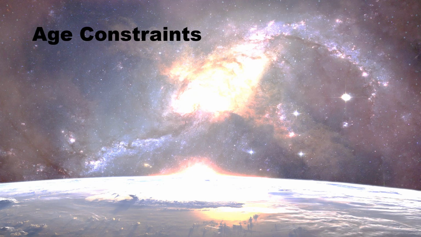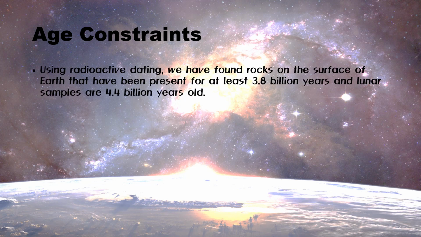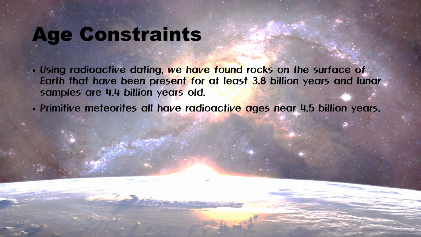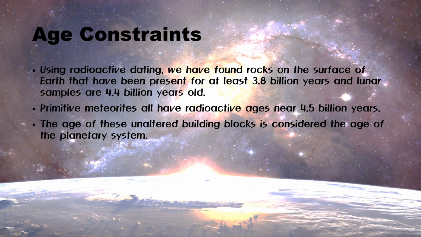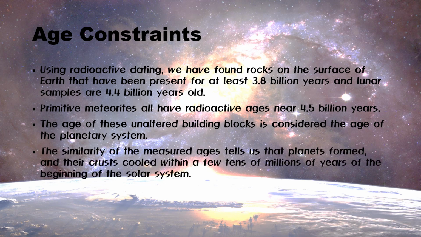The next constraint, of course, is the age constraint. This is where we can use radioactive dating. We can find rocks on the surface of Earth, for example, that are at least 3.8 billion years old, and lunar samples that are at least 4.4 billion years old. We can also look at primitive meteorites and date those rocks, and we find that they have radioactive ages near 4.5 billion years. The age of these unaltered building blocks is considered the age of the planetary system. The similarity of the measured ages tells us that the planets formed and their crust cooled within a few tens of millions of years at the beginning of the solar system.